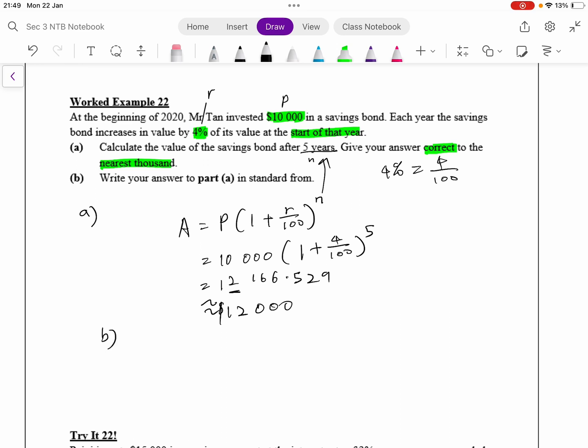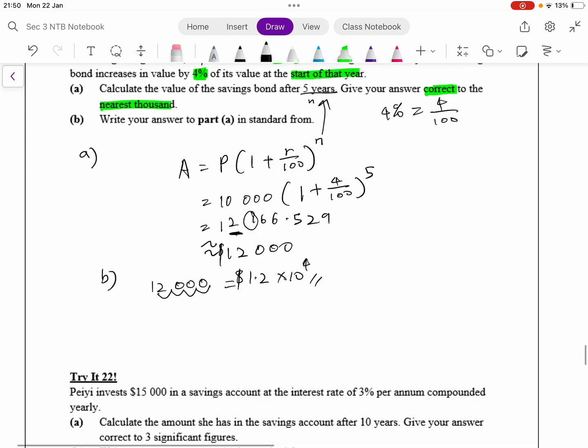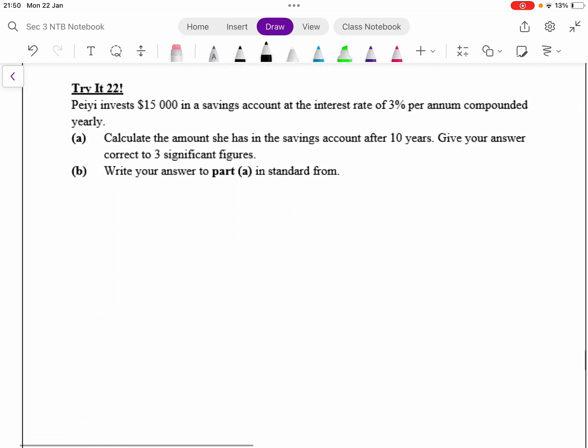nearest thousand. So nearest thousand is this place value. So you look at this one. Is it round up, round down? If it's round down, then everything else becomes 0. So write the answer in standard form. So 12,000 becomes 1.2 times 10 to the power of 4. So this is the answer for example 22. Now try 22.